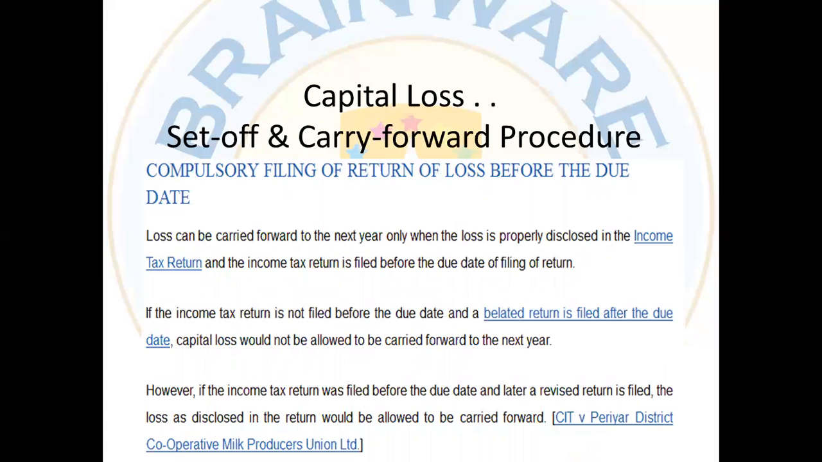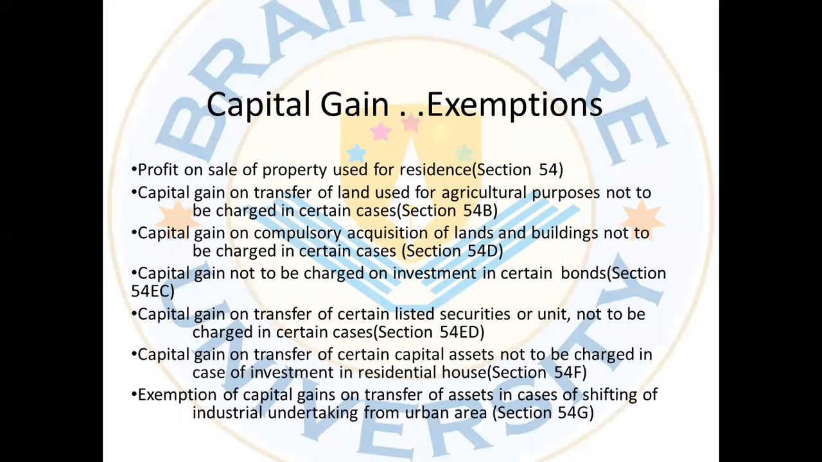Now there are some compulsory returns and belated return rules. So we will come to that later.